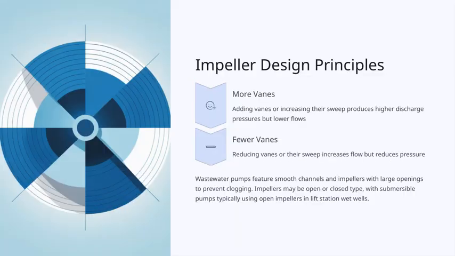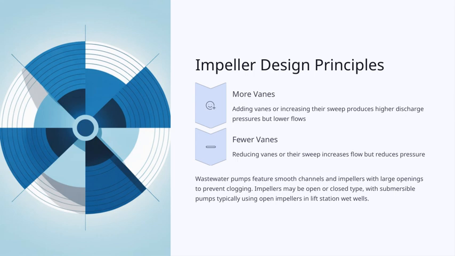Let's take a closer look at impeller design principles. First, when we add more vanes or increase their sweep, we see an increase in discharge pressure, which means the pump can push water more forcefully. However, this comes with a trade-off. The flow rate, or how much water moves through, tends to decrease. Conversely, if we reduce the number of vanes or their sweep, we get the opposite effect: higher flow rates but lower pressure. Now, especially in wastewater pumps, the design focuses on preventing clogging.